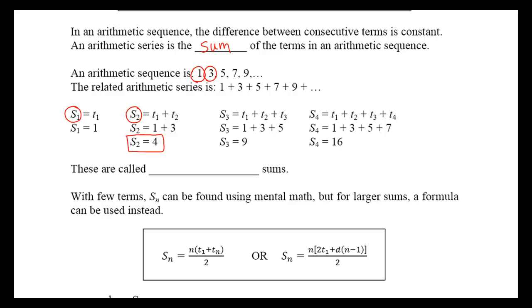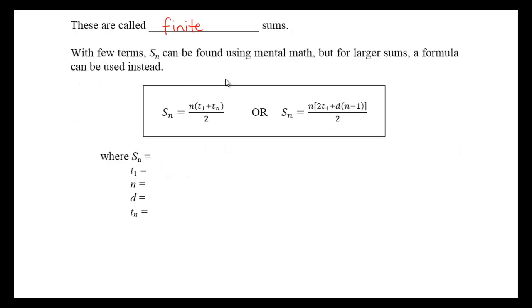The sum of the first three terms is term 1 plus term 2 plus term 3, which is 1 plus 3 plus 5, giving us 9. The sum of the first four terms, 1 plus 3 plus 5 plus 7, is 16. And the sum of the first five terms would be 1 plus 3 plus 5 plus 7 plus 9, which would be 25. These are what we call finite sums because there's an actual answer. Sometimes we can find these sums using mental math, and other times we need a formula for them.